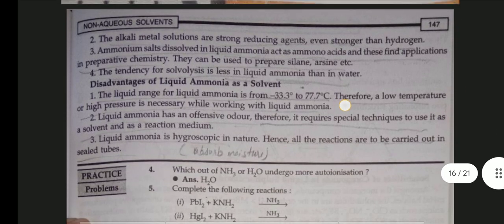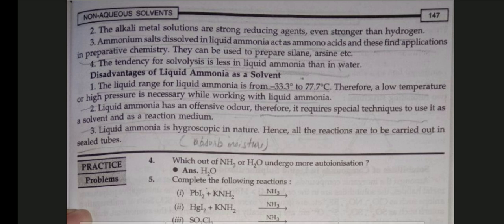Now, the disadvantages of liquid ammonia as a solvent. The liquid range for liquid ammonia is from minus 33.3 degrees to minus 77.7 degrees Celsius. Therefore, a low temperature or high pressure is necessary while working with liquid ammonia. Liquid ammonia has an offensive odor, therefore it requires special techniques to use it as a solvent and as a reaction medium. Liquid ammonia is hygroscopic in nature, hence all the reactions are to be carried out in sealed tubes.